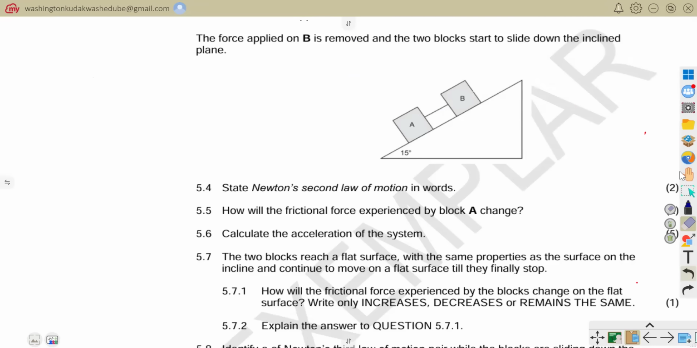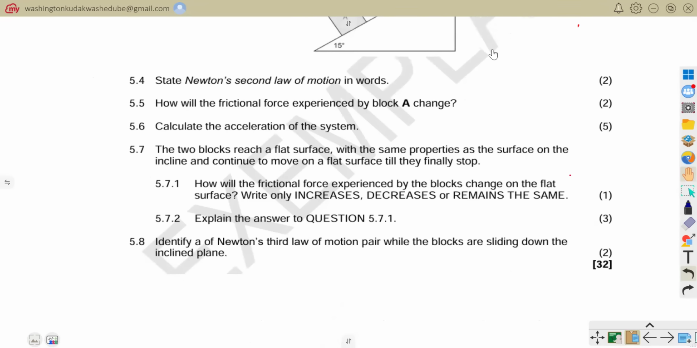If that being the case, let's look at the next question to come. The next question, which is 5.7, is now saying the two blocks reach a flat surface, where we have A and B. The two blocks reach a flat surface with the same properties as the surface on the incline and continue to move on a flat surface till they finally stop. How will the frictional force experienced by the blocks change on the flat surface? Explain: increase, decrease, or remain the same.